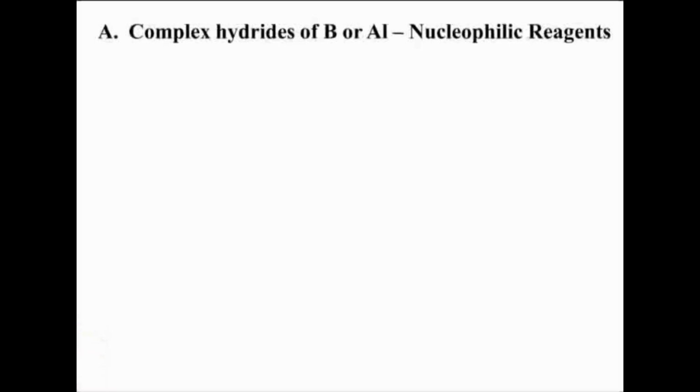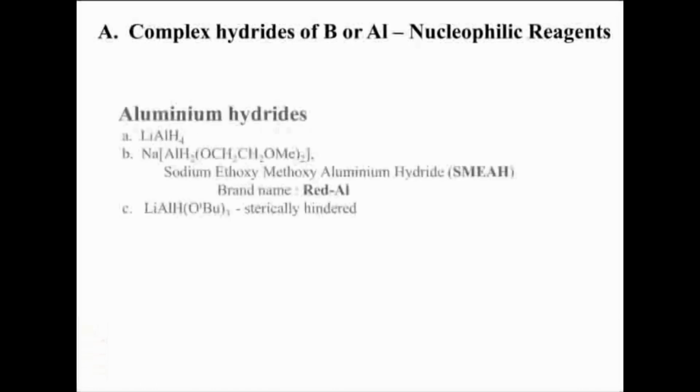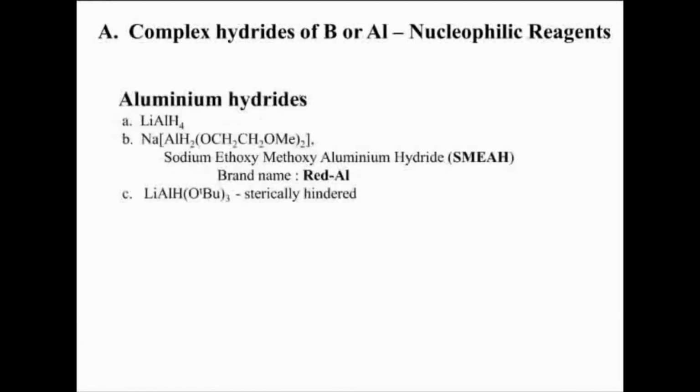These are complex hydrides of boron and aluminium, which are nucleophilic reagents. Let us first discuss aluminium hydride. There are three types of aluminium hydrides. Lithium aluminium hydride is one. In the second category, lithium is replaced by sodium, and two hydrogen atoms are replaced by methoxyethoxy groups. It is called sodium bis(2-methoxyethoxy)aluminium hydride, abbreviated as SMEAH, and the brand name is Red-Al.